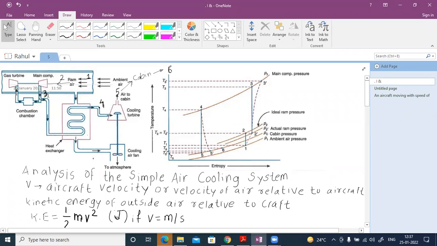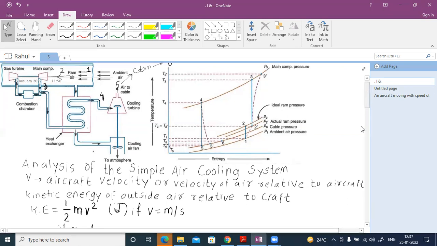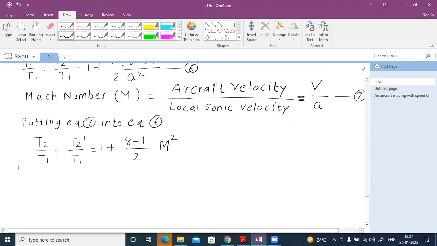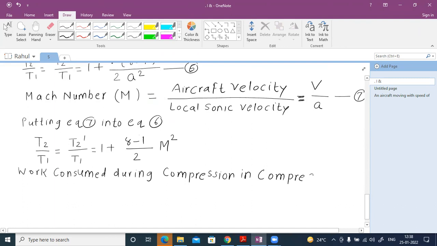In the compressor, what happens? Work gets consumed, okay. So we need to calculate now what is the work consumed during 2 to 3. During compression, that is during 2 to 3, work gets consumed. Now I'll write down here: work consumed during compression. Where does it occur? In the compressor. This you should understand. Work consumed during the compression in the compressor. How to calculate? You know that.